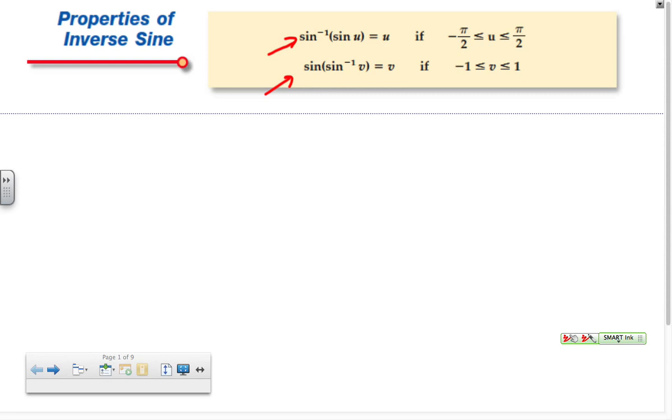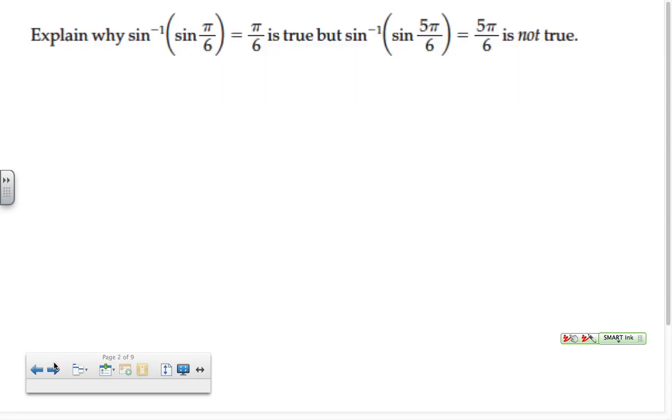All right, let's do an example of these really quick. It says, explain why sine of sine inverse of pi over 6 equals pi over 6 is true, but if you do the inverse sine of sine of 5 pi over 6, it's not true. Well, pi over 6 is between negative 1 and 1. This value is not. So you will get an answer other than 5 pi over 6, and that's okay. That's a calculator issue. This one I would expect the answer to be pi over 6. I would not want a decimal. If I got a decimal on this answer, I will mark it wrong. This is not a calculator problem. This is a property problem.